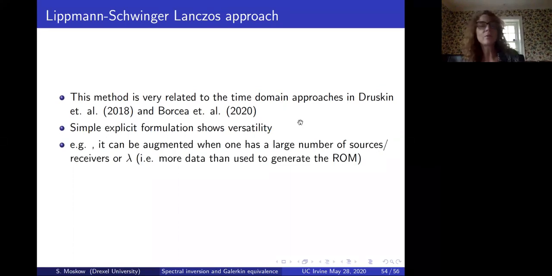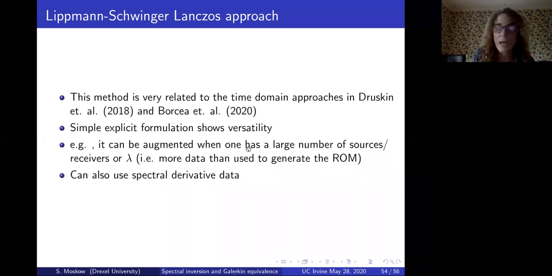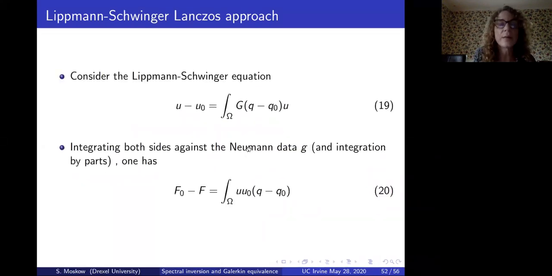For example, if you have a large number of sources and receivers, or more data than you use to generate the reduced order model. Suppose the reduced order model were generated by a small data set. You could add lots of other sources, and the data is the F, and if you had more data, and S and M are the same, you could compute internal solutions for other data. You could also take lambda derivatives of F and use that data directly too.